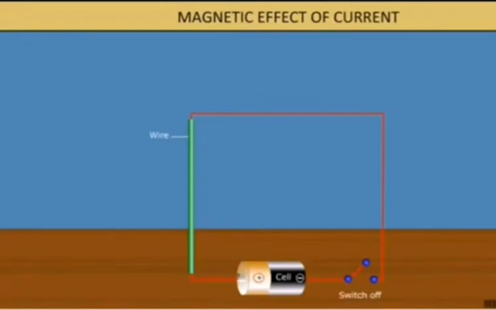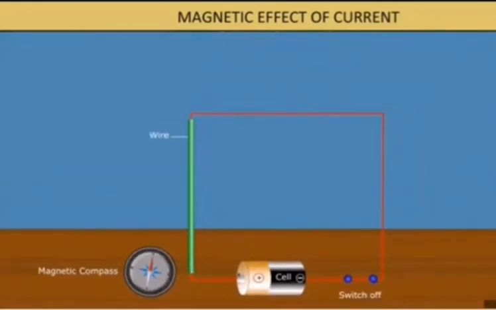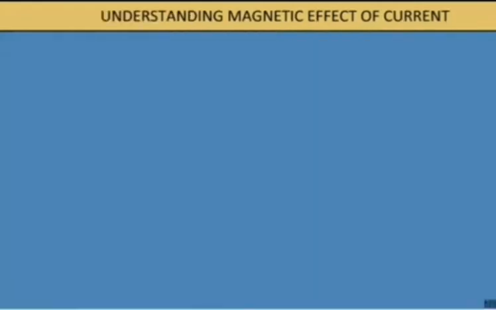Magnetic effect of current. In 1820, the Danish physicist Oersted discovered that a current flowing in a conductor generates a magnetic field. He demonstrated this by connecting the two ends of a wire to a cell through a switch. He placed a magnetic compass over the wire. When he allowed the current to pass through the wire by closing the switch, he observed a deflection in the magnetic needle. He noticed that it returns to its original position when the flow of current is stopped.